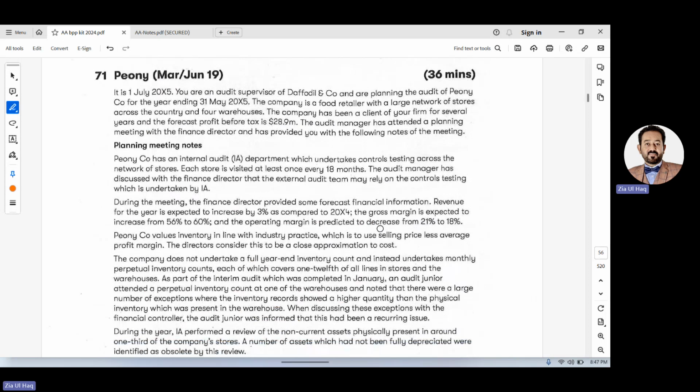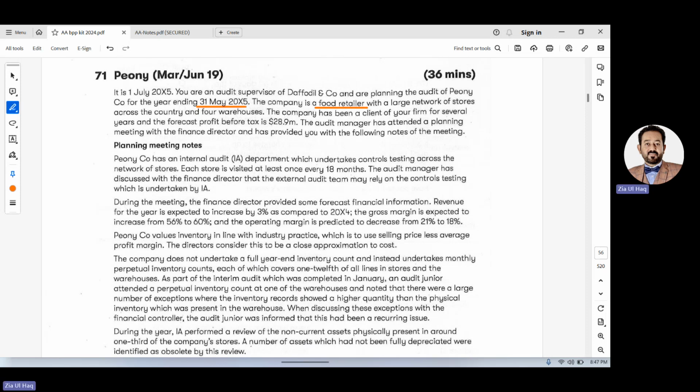It is 1st July 20x5. You are the audit supervisor of Daffodil and Company, and you are planning the audit of Peony Company for the year ending 31st May 20x5. The company is a food retailer. Nature of company says company is a food retailer, and food items become perishable, obsolete quickly. So there is chance of overvaluation of inventory if obsolete inventory, perishable inventory is not recorded at lower of cost and NRV.